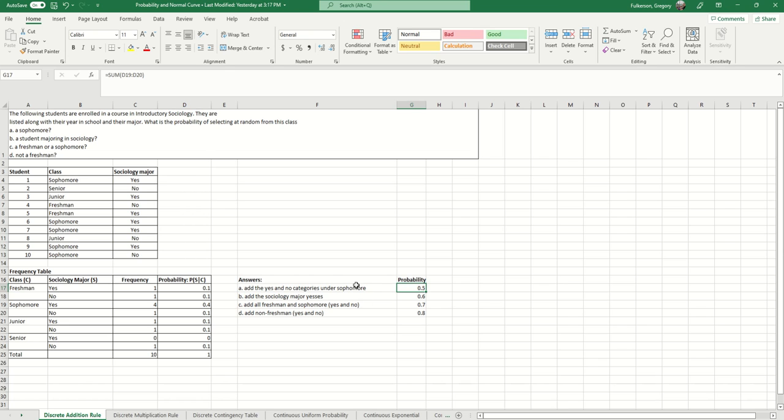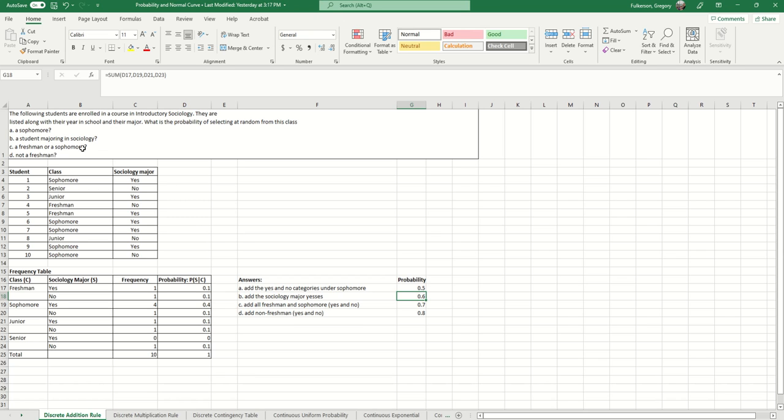So there's our probability. I created a separate frequency table down here that collapses this information. So we have freshmen as sociology majors, yes or no. Sophomore as sociology major, yes, no. Junior, senior, and from that you can see that what we're doing when we're looking at probability of drawing a sophomore is adding the probabilities of the yes and no. So we're ignoring the majors, so we're just adding those together. So it's 0.4 plus 0.1.